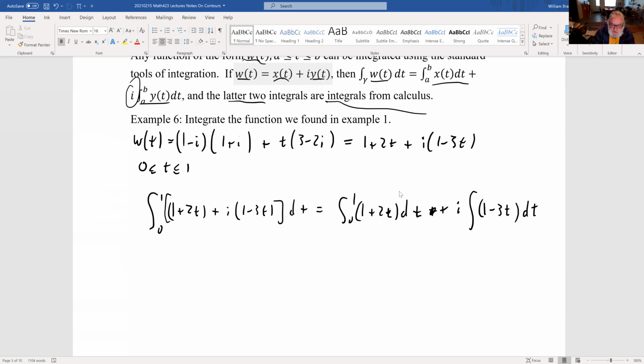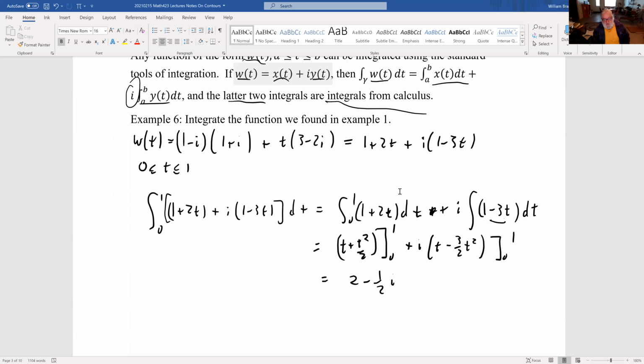So what do these integrals turn out to be? They're pretty straightforward integrals from calculus. Find the antiderivative from 0 to 1, plus i. The antiderivative of this is t minus 3/2 t squared, evaluated from 0 to 1. And you end up with 1 minus 1/2 i as your integral. It's got a real and imaginary part.